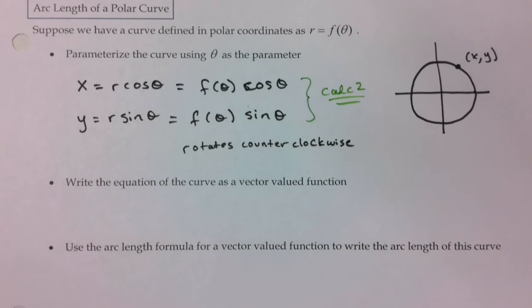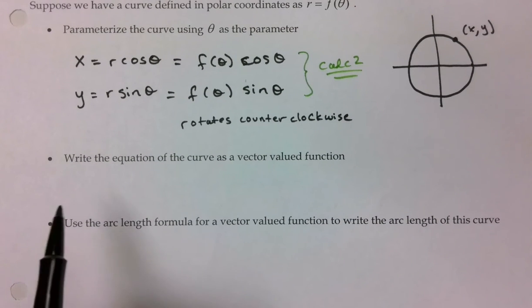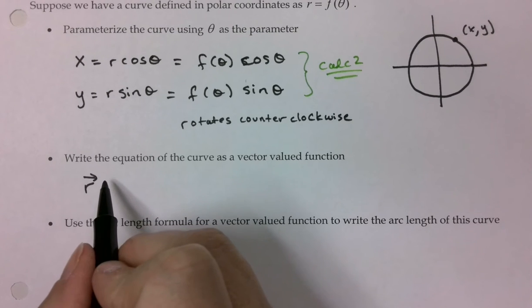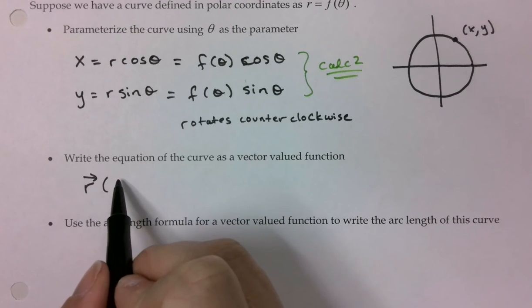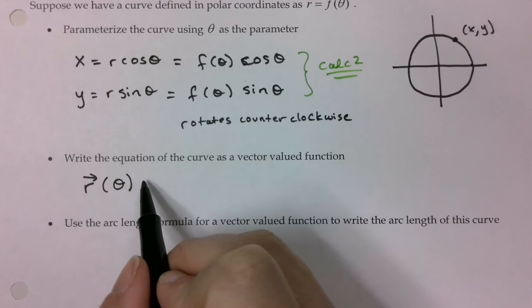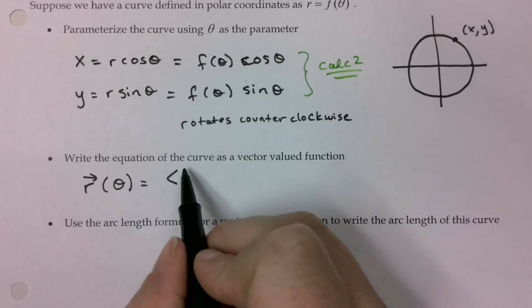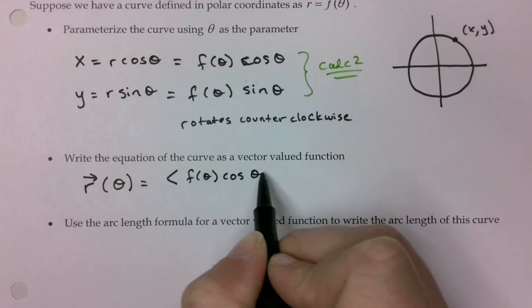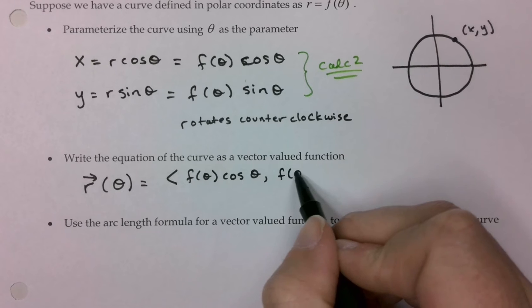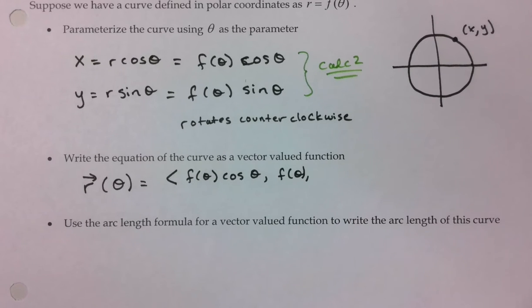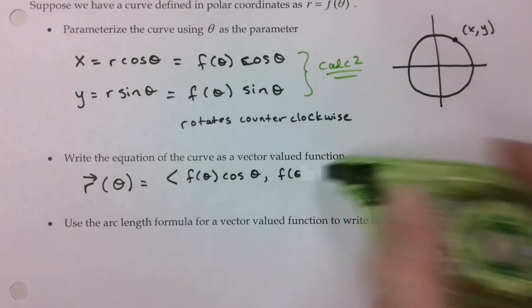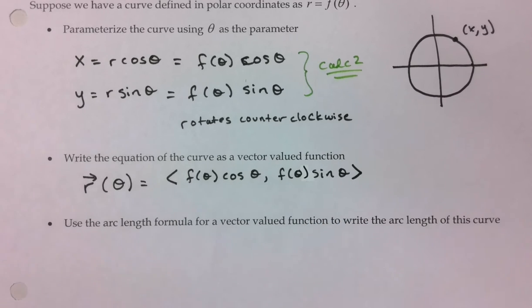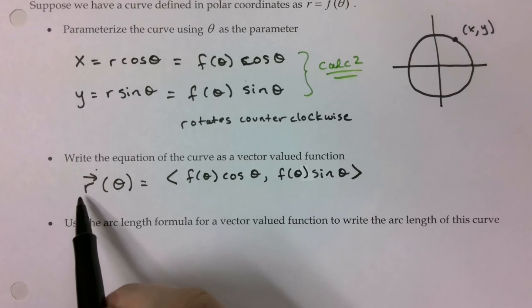All right, so we want to write the equation of the curve as a vector valued function. So instead of r of t, we're going to rewrite it as r of theta. R of theta is equal to f of theta cosine theta, f of theta sine theta. There we have it.